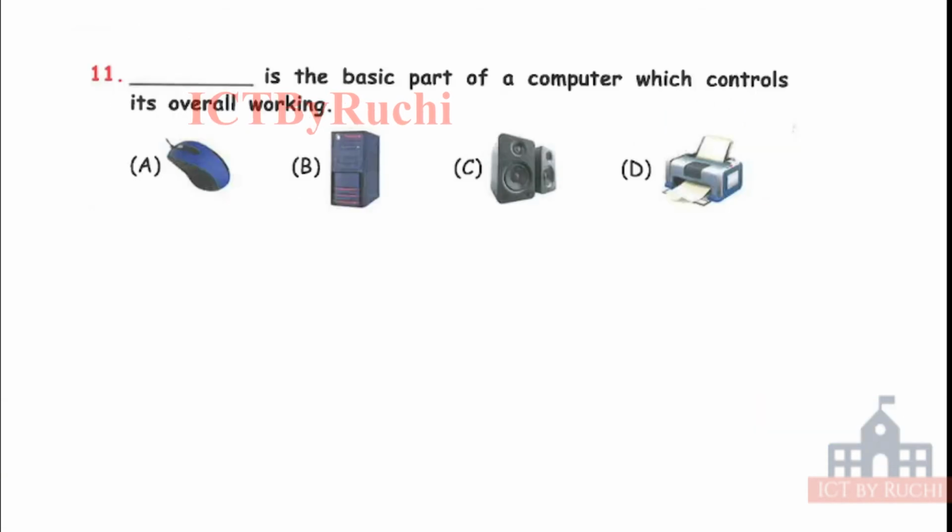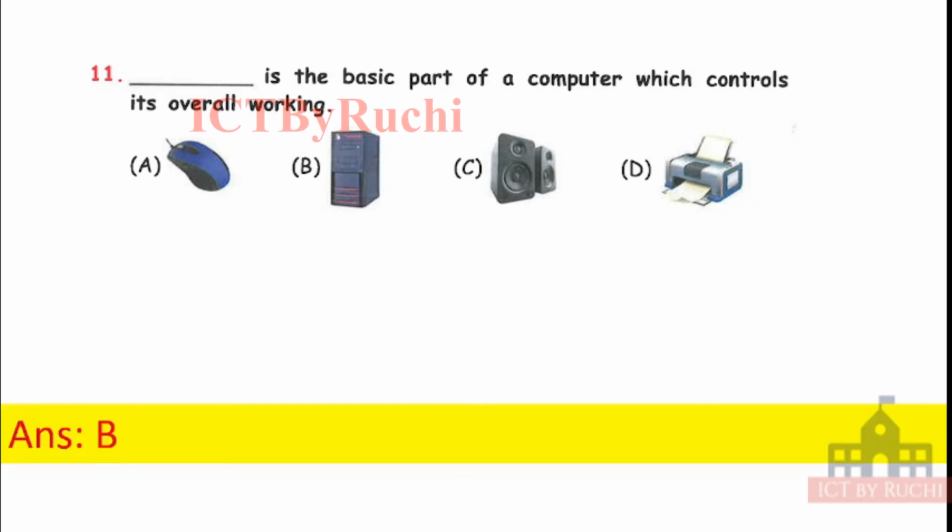Next question. Dash is the basic part of a computer which controls its overall working. A, B, C, D. Now you have to guess the picture names and the answer on your own. Give me the answer. Answer is B. Picture B is the CPU, which controls the overall working of a computer. A is a mouse, a pointing device. It does not control computer working. C is a speaker, used to give sound. And D is a printer, used to take printouts. So the part of a computer which controls the overall computer and is the brain of a computer is B, CPU.